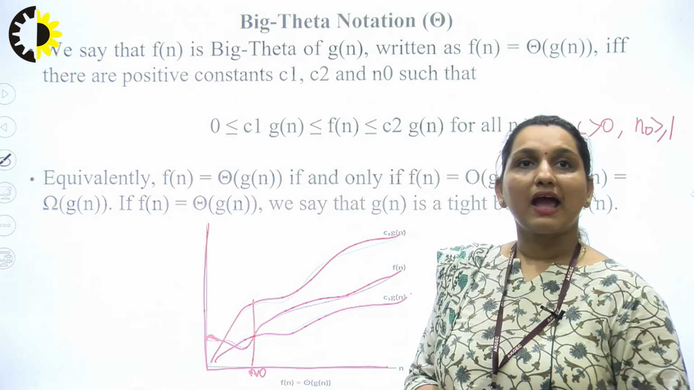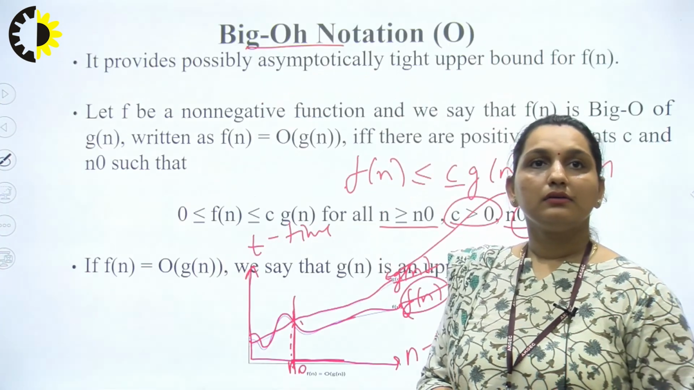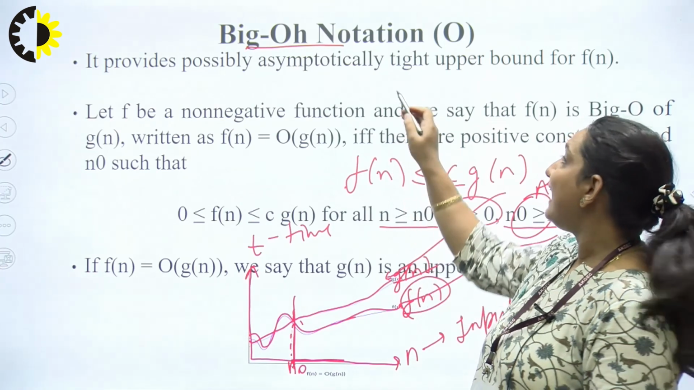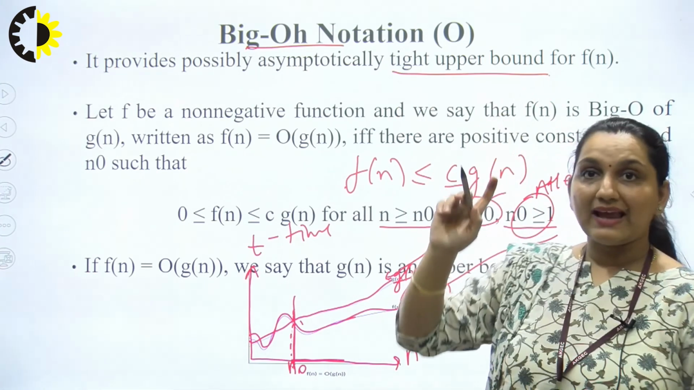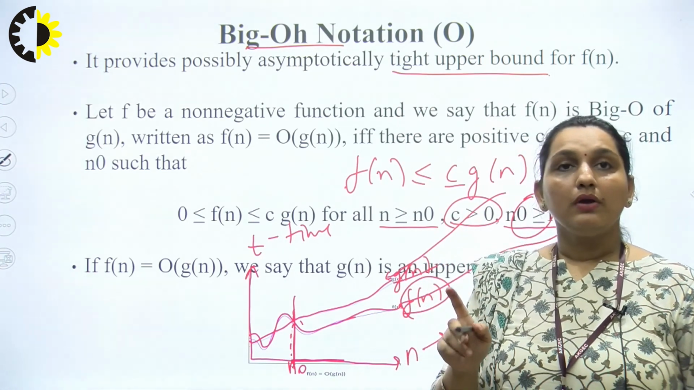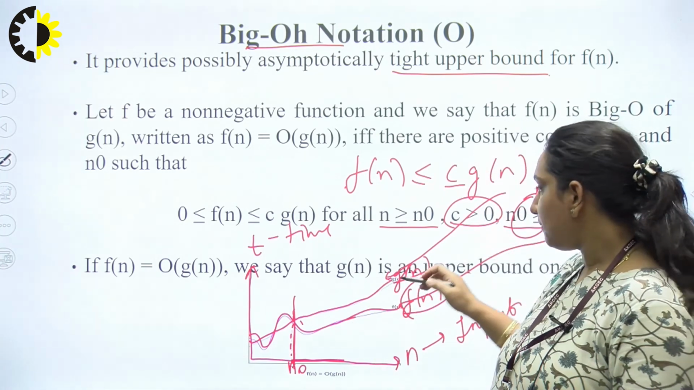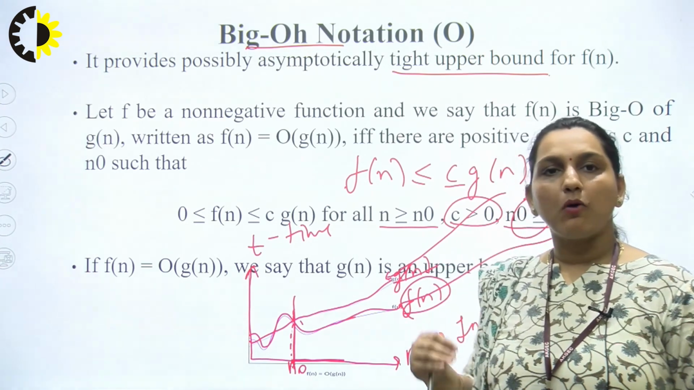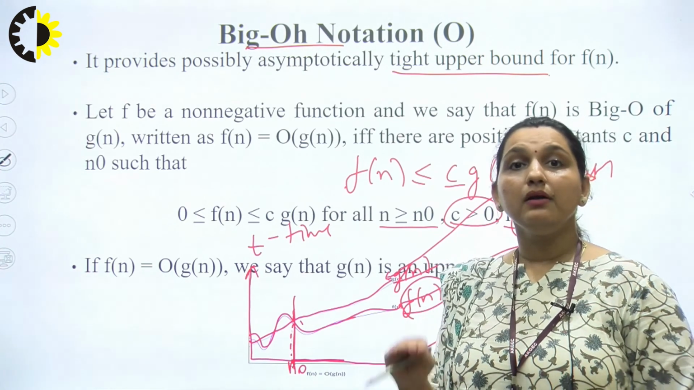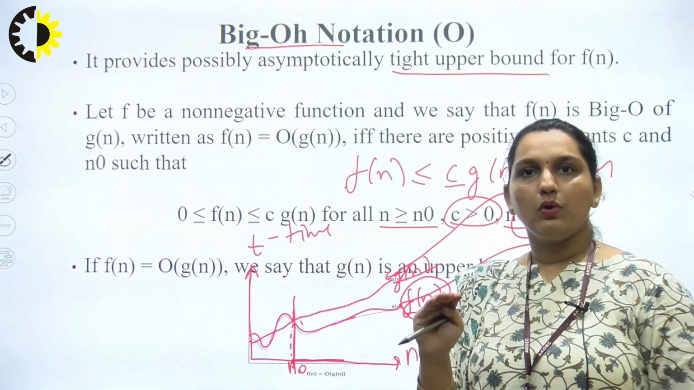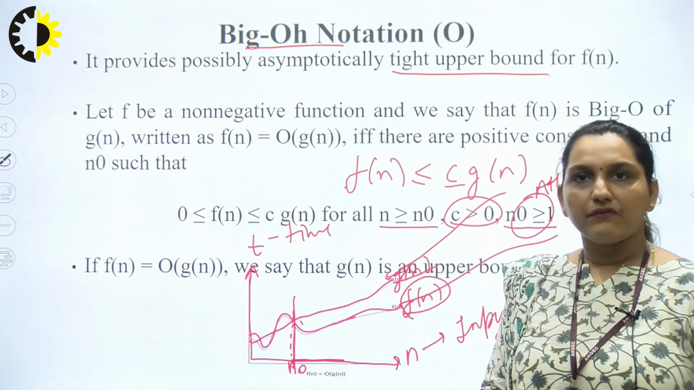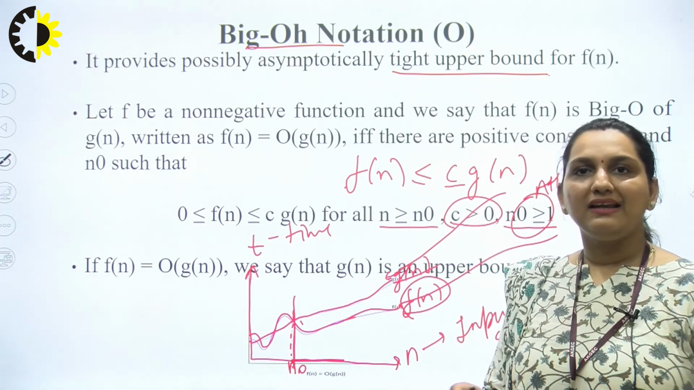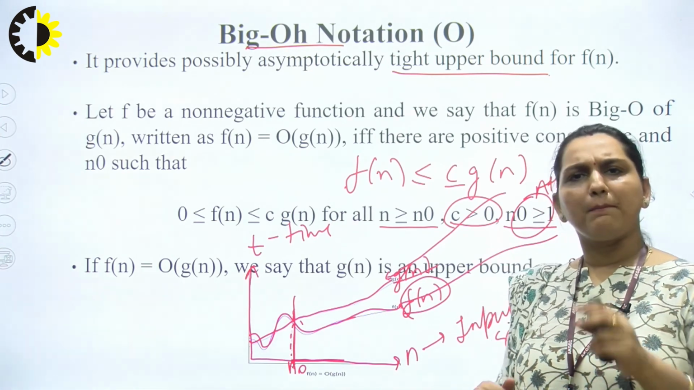In the big O case, this is a tight upper bound situation. In big O, this is a tight upper bound because we are bounding from the upper side. In the big omega case, we are bounding at the lower side, that is the tight lower bound. But in big theta, the average case, we are bounding from upper and lower.